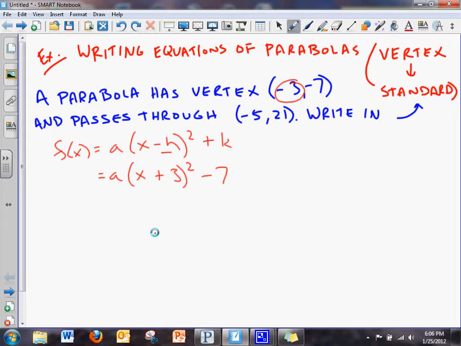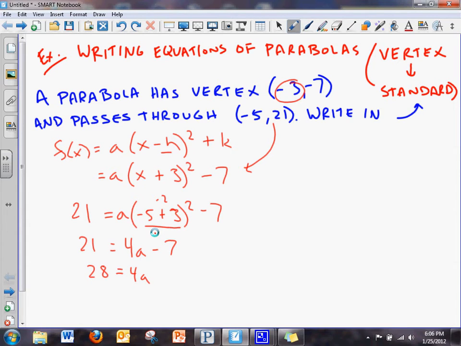Now let's plug in the second point. We're going to use that second point to find a. So that means if x is -5, the equation is equal to 21. And now that we have x and y, we can just solve for a real quick. So let's see, -5 plus 3 is -2, squared is 4, times a. Add 7 to both sides is 28. Divide by 4 is 7.